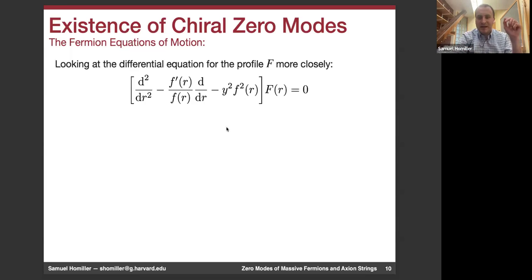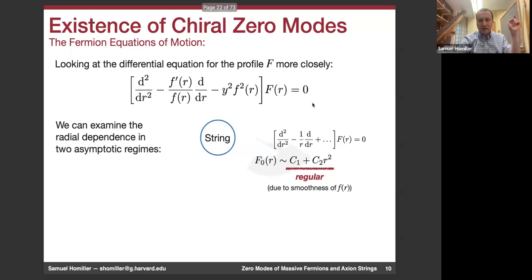And this kind of intuition you get here will hopefully be useful in a little bit when we come to the massive case. So if I look at the differential equation I get for the string profile more closely, I write it out and it looks like this. And now what I'm going to do is take this differential equation and consider it in 2 different asymptotic regimes.